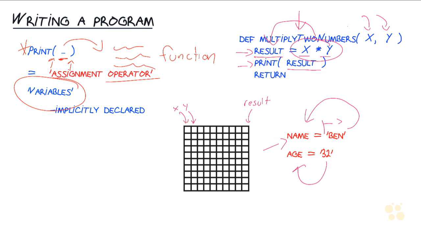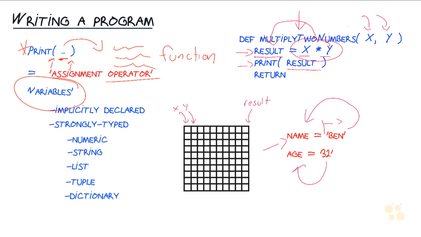That's important to know. Variables are strongly typed in Python. That means that it's important to know what type of value you're storing inside of a variable. This means that if you store some letters, like the name Ben, inside of a variable, and then you try to perform a math operation against that variable, you're probably going to get an error in your program. Lastly, just take a look at the basic variable types here. We have numeric values, string values, lists, tuples, and dictionaries. And we'll take a look at all of those in action over the course of this series.